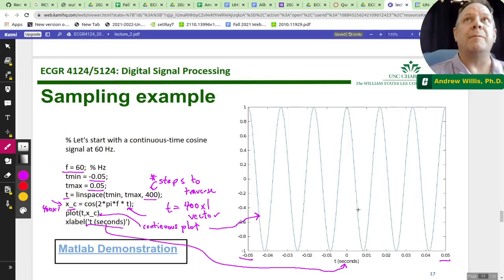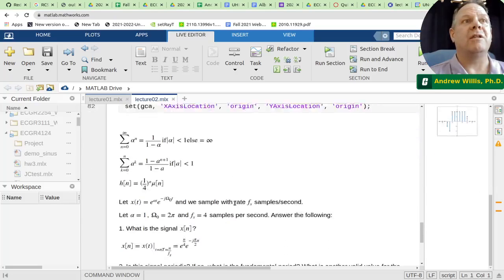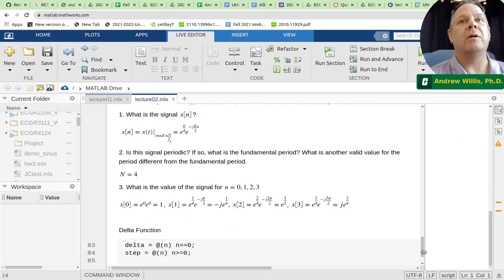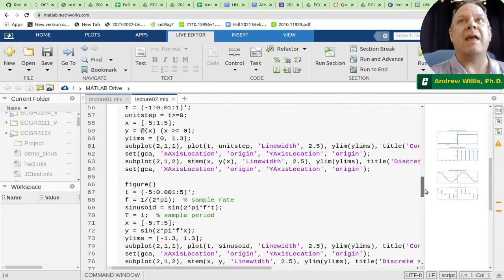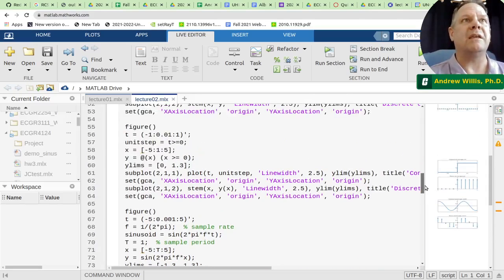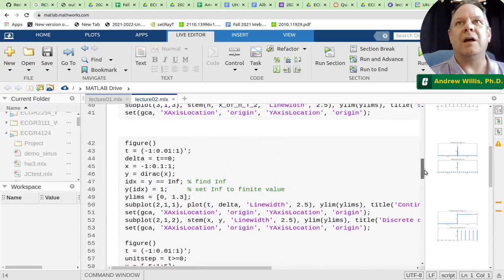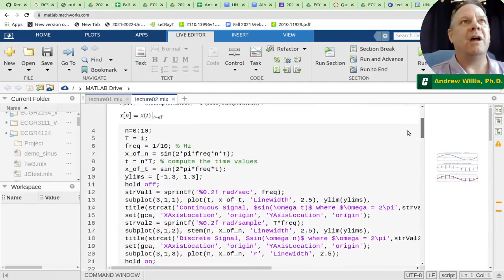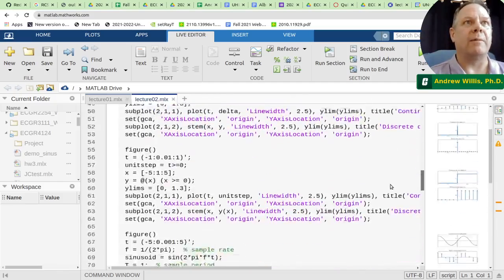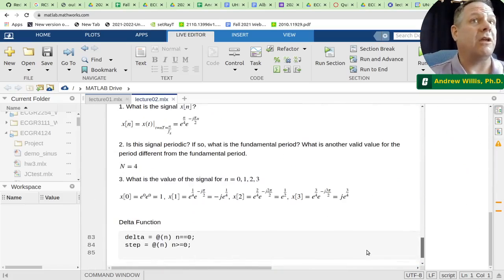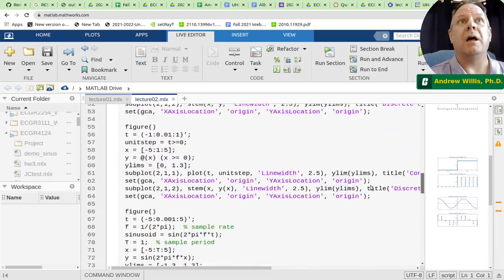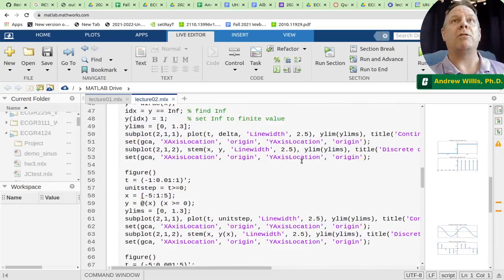The MATLAB is available to you. These are examples of how to write a step function. I actually have a lot more detail in my plots, so I'm just not going to go over them in detail, but you certainly can download them and run them and ask any questions that you might have about them. Any questions on any of this material?